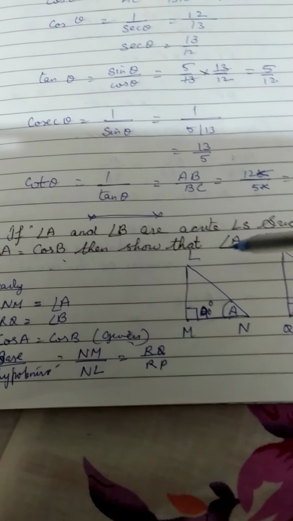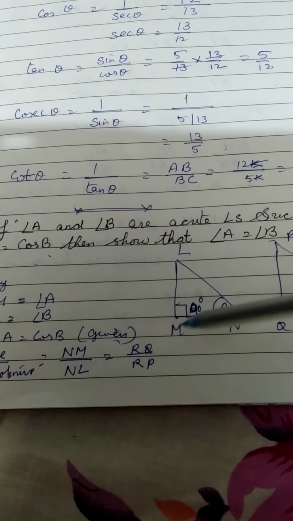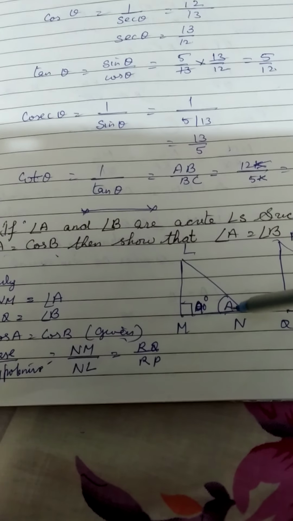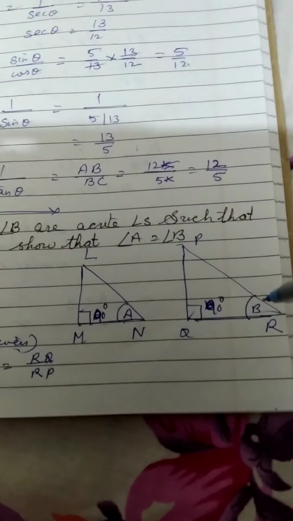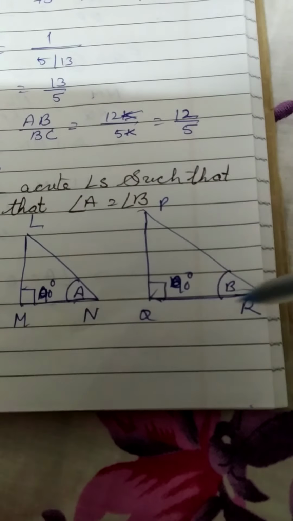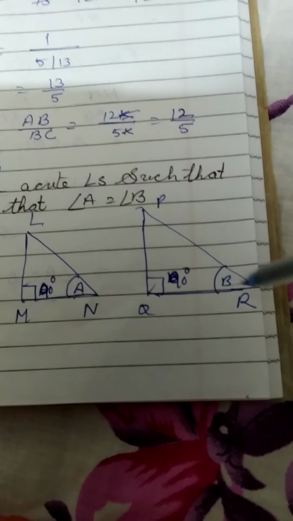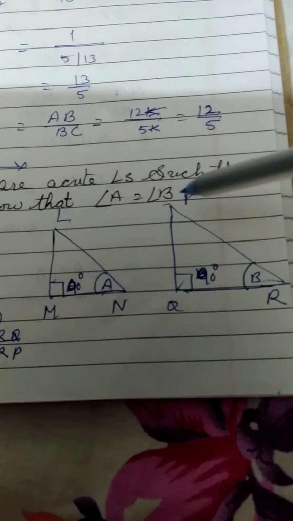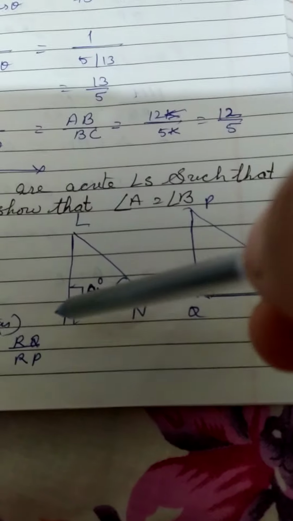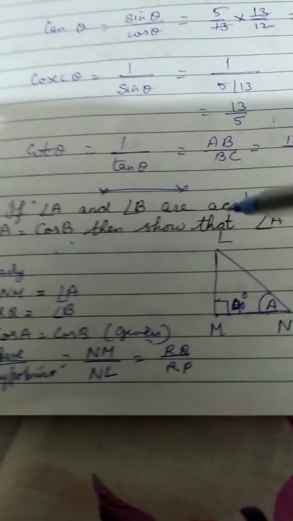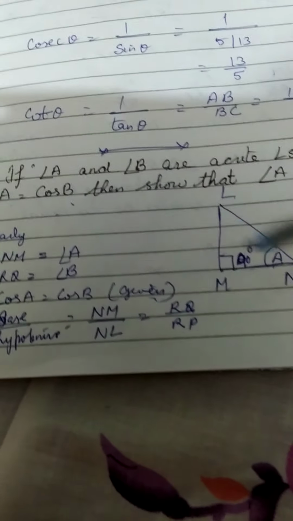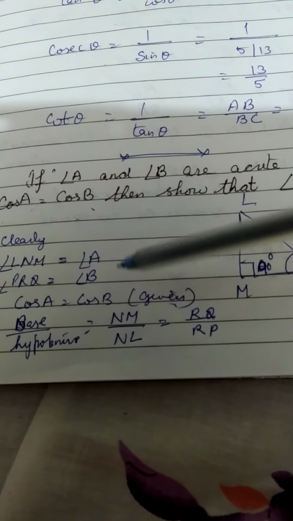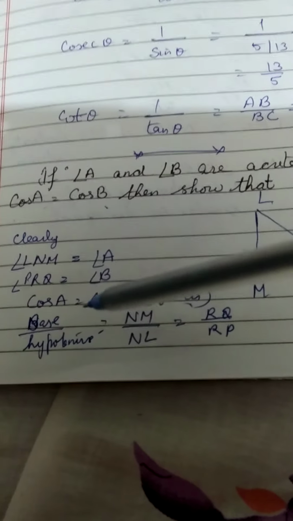See here, what is given now? Cos A is equal to cos B. In triangle LMN, angle A is equal to angle LNM, and angle B in triangle PQR is equal to angle PRQ. Here angle Q is equal to angle M, which is 90 degrees. Now clearly angle LNM is equal to angle A and PRQ is equal to B, because it is given that cos A is equal to cos B.